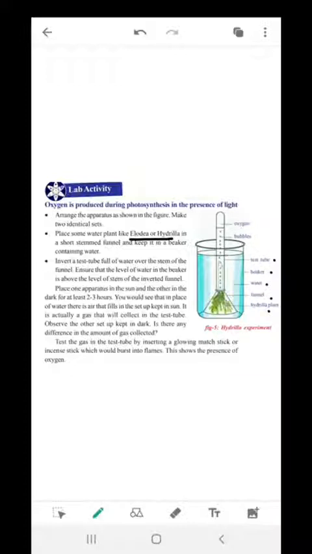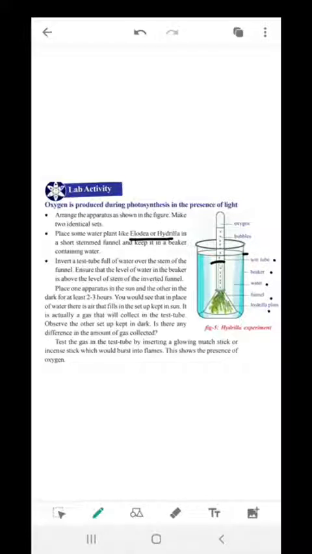Place some water plant like Hydrilla or Elodea in a short-stemmed funnel and keep it in a beaker containing water. Invert a test tube full of water over the stem of the funnel. Ensure that the level of water in the beaker is above the level of the stem of the inverted funnel. Place one apparatus in the sun.